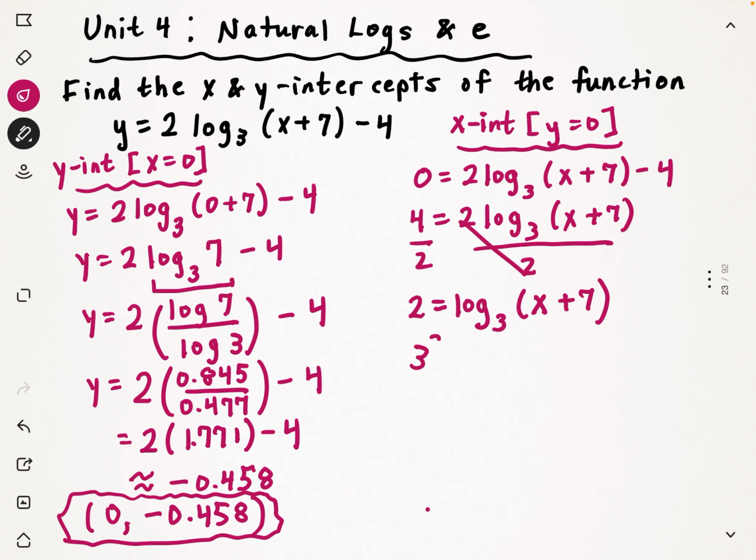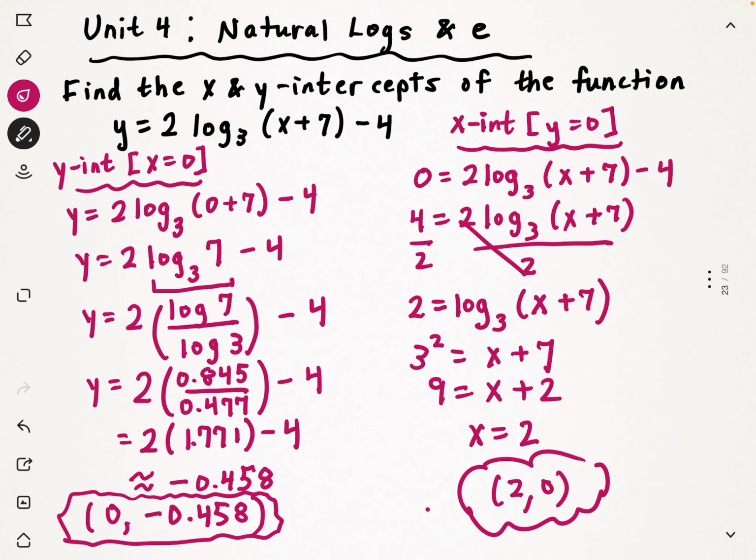You can go 3 to the power of 2 is equal to x plus 7. You get 9 is equal to x plus 7. And so therefore, x is equal to 2. And there you can see that the x-intercept right here as a coordinate point would look like this right here.